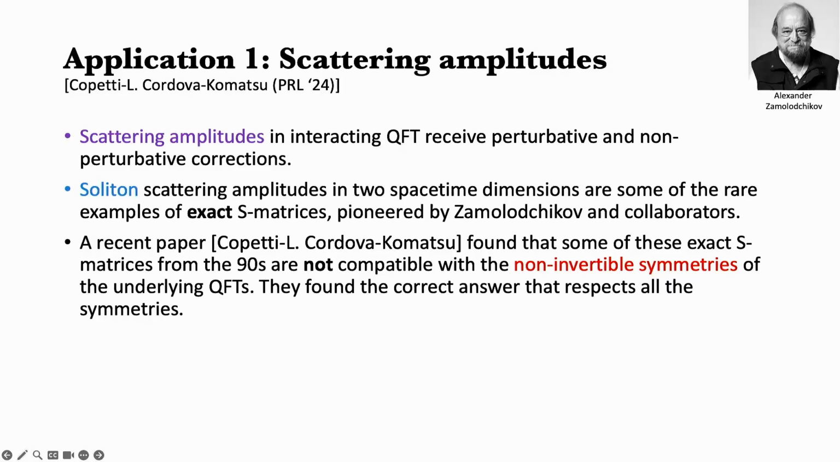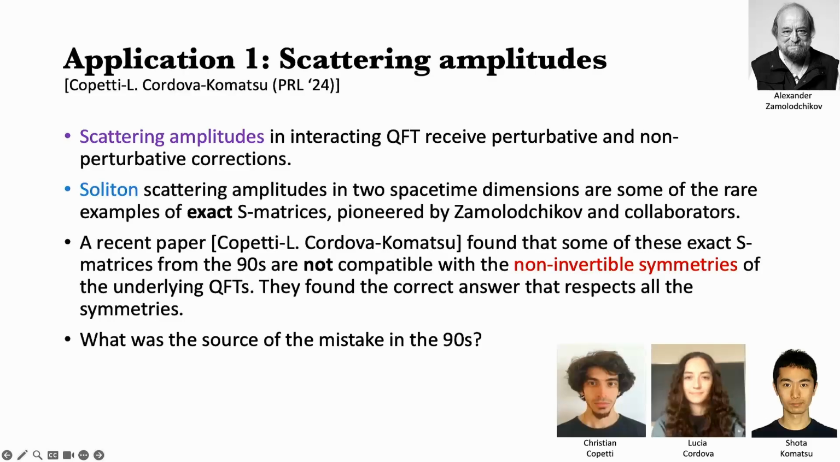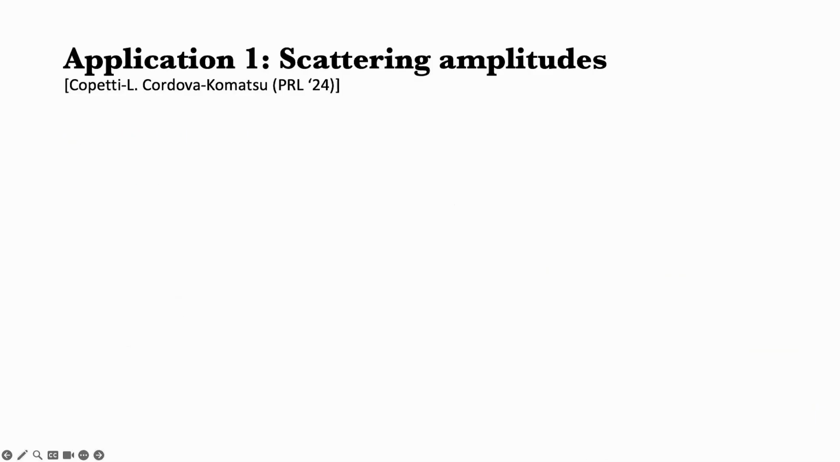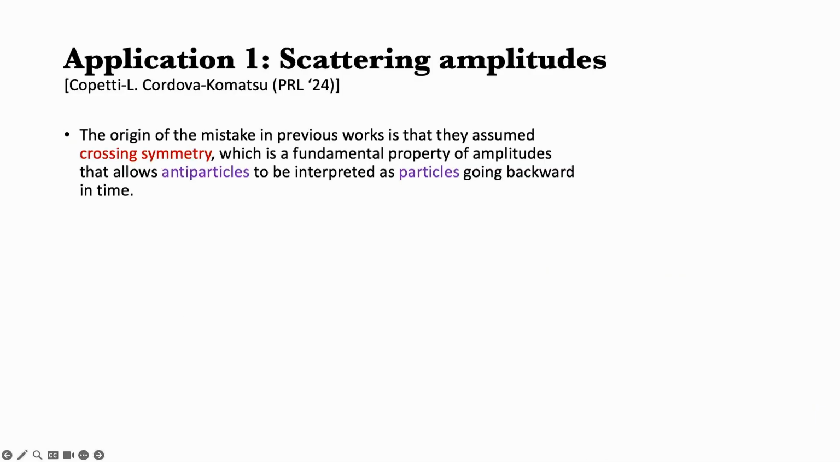Now you might be wondering, Sasha Zamolodchikov is really one of my heroes in physics. Did he just make some factor of 2 mistakes back in the 90s? So what's the origin of the mistake? It turns out that the mistake was not an algebraic mistake. It's something actually deeper than that. What turns out to be the case is that crossing symmetry is very subtle in the case you do soliton scattering.